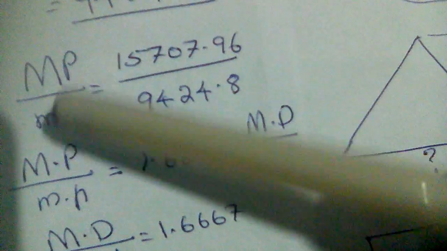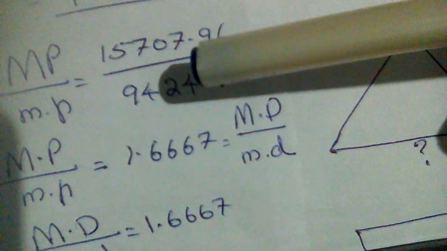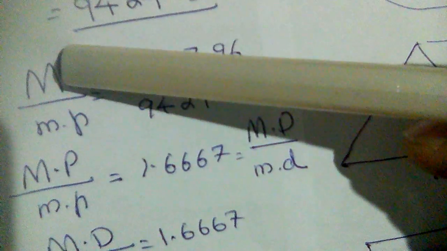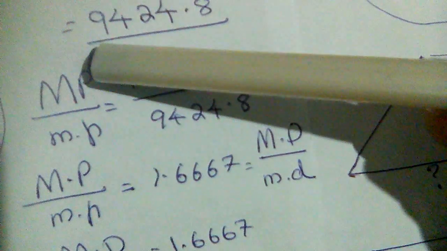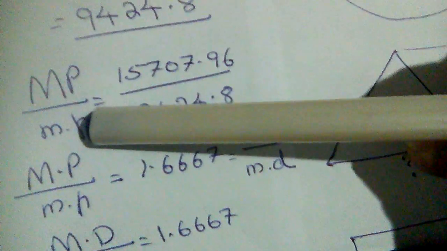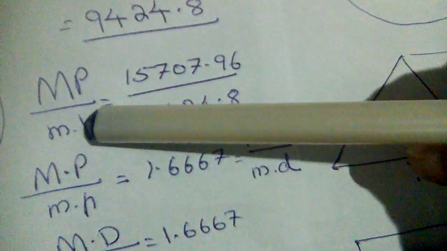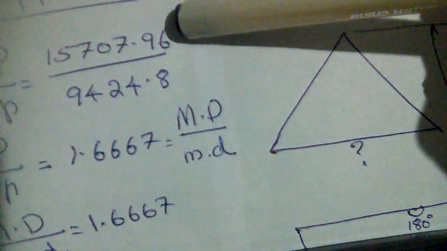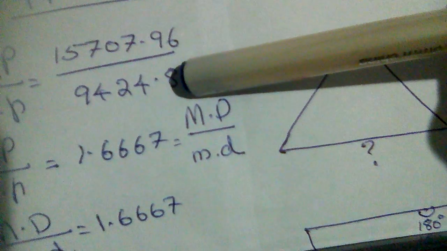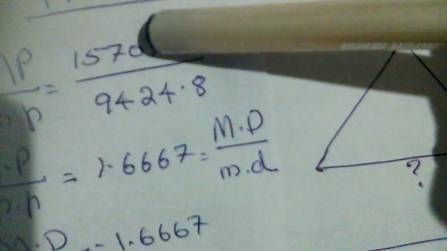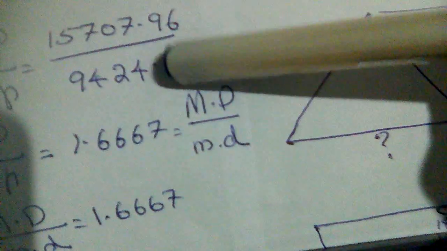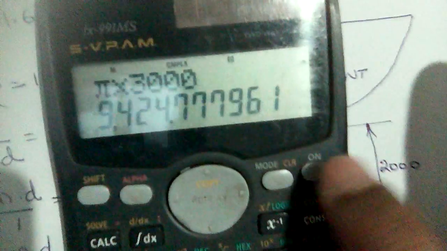We shall check how many times bigger this major perimeter is compared with the minor perimeter. For that purpose we divide the major perimeter by the minor perimeter. The major perimeter is this much and the minor perimeter is this much. When we divide we get 1.6667. Let us check it in the calculator: 15,707.96 divided by 9,424.8.